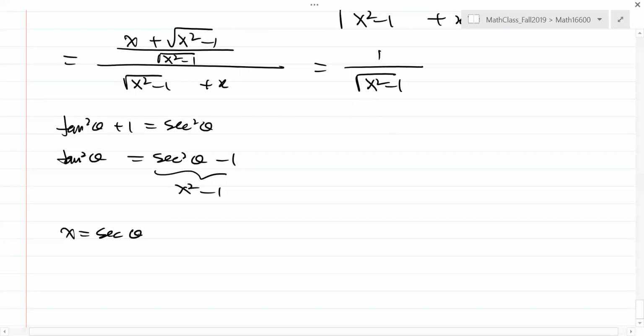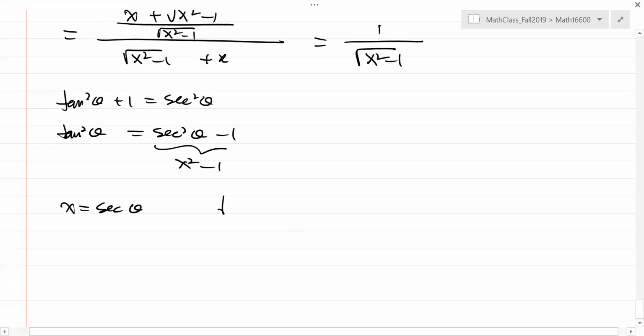Now, if x equals secant theta, then dx, what is the derivative of secant theta? dx is going to be the derivative of secant theta, tangent, right? Times secant theta.